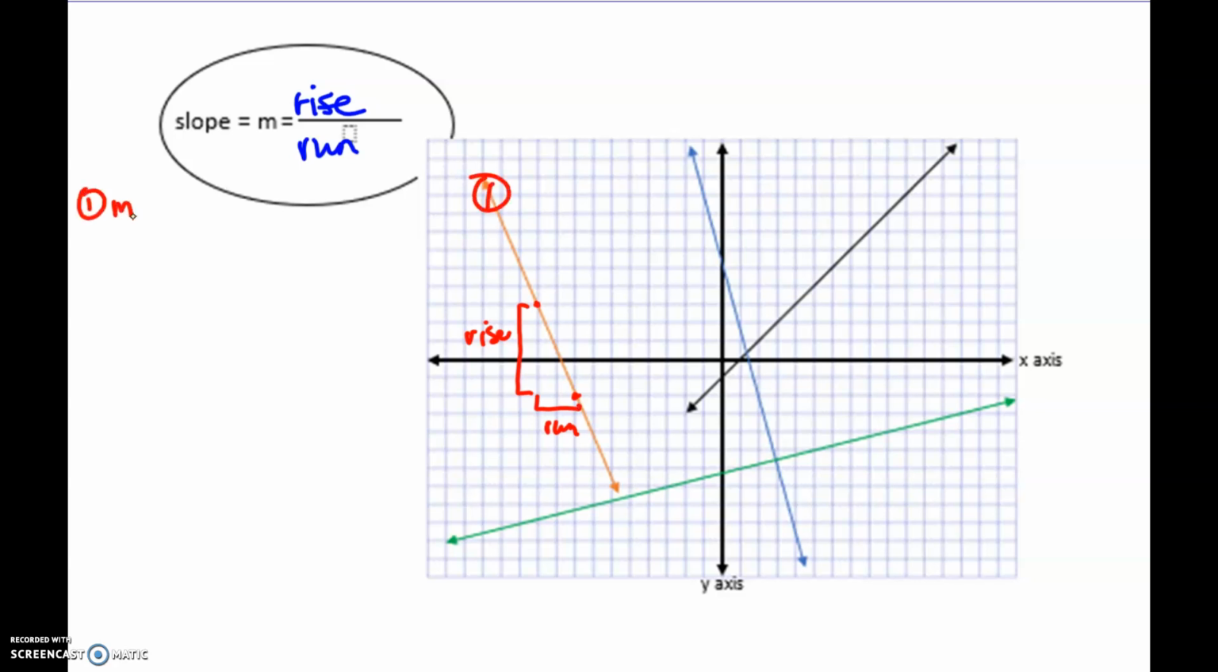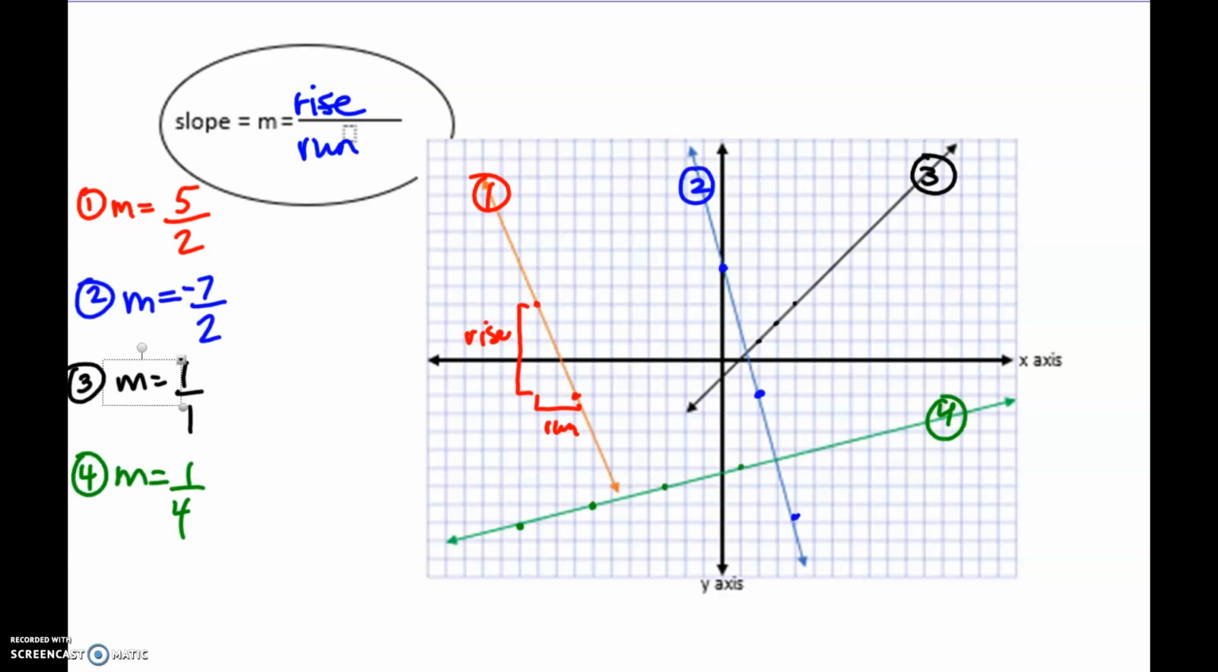Line 1 has a slope of a rise of 1, 2, 3, 4, 5, and a run of 2. I would like you to do that same thing with the green, black, and blue line, and then press play again to check your answers. That looks good, except for the very first one I did with you. This line is going downward, so we know it's a negative slope. So we would say 5 down and 2 right, towards the positive.